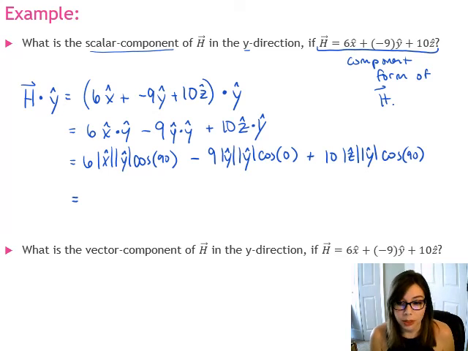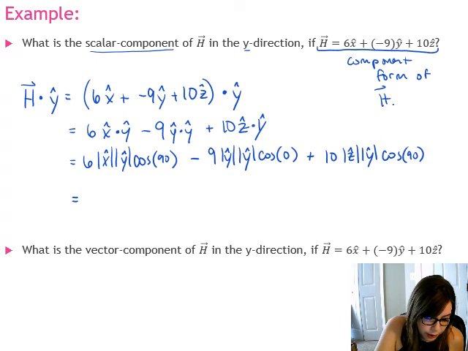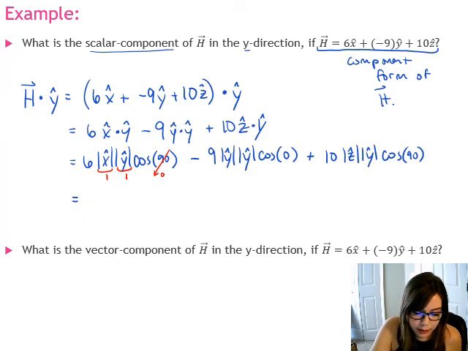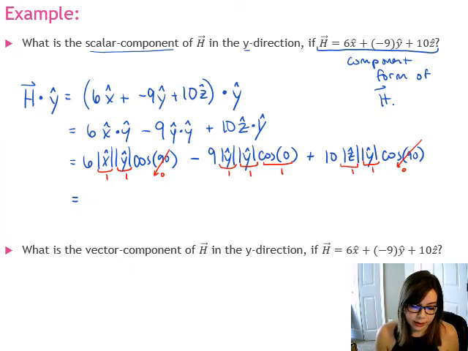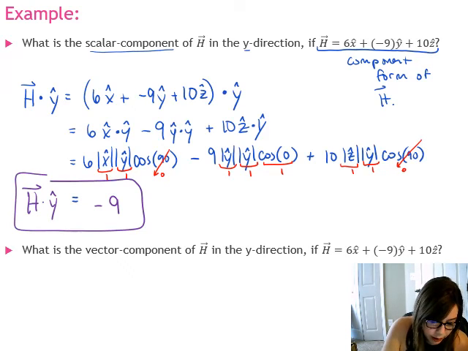So now you can plug in some more information. We know that every unit vector has a norm of 1, so each of these is a 1. Cosine of 90 is 0. Norms of my unit vectors, cosine of 0 is the number 1. And so to simplify and put that all together, my final expression here is just minus 9. This is the answer. This is the scalar component of h in the y direction.